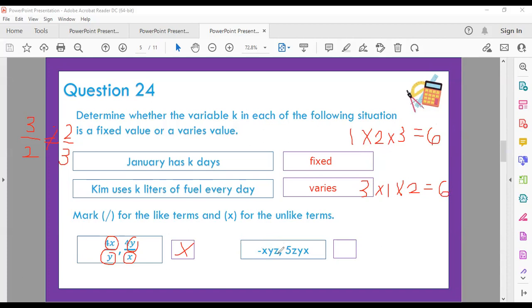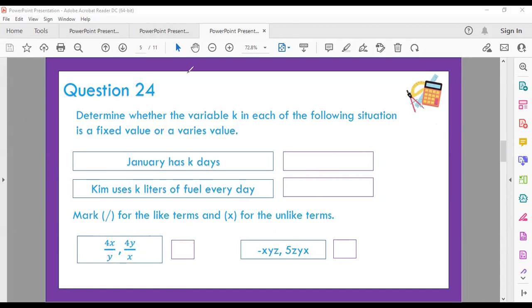So you can move it any way. When you're multiplying, it doesn't matter. The answer is still going to be the same. All right. So this one is a like term, and this is not a like term. All right, moving on.